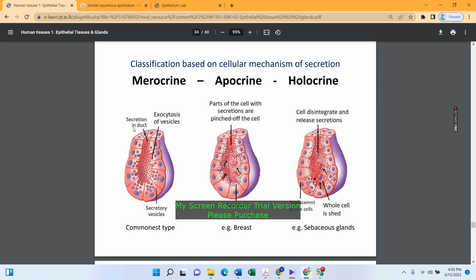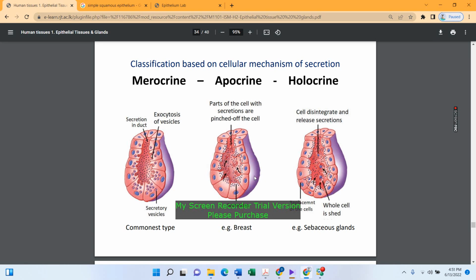Merocrine means secretion in duct. It is the commonest type. You can see the secretory vesicles here, the secretion duct here, and exocytosis of vesicles. The secretions are produced in vesicles and they are exocytosed into this secretion duct. That is merocrine.